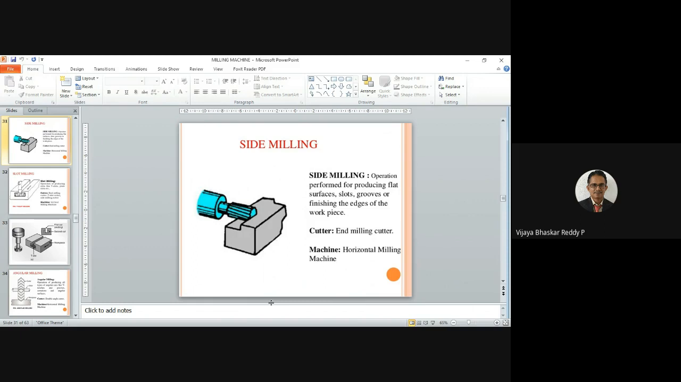Side milling operation. Side milling is performed for producing flat surfaces, slots, grooves, or finishing the edges of the workpieces. Okay. So here side milling is performed for producing flat surfaces, slots, grooves, or finishing the edges of the workpieces. We can call it a side milling cutter. But here the machine that we use for side milling is a horizontal milling machine, where some part is going to be removed.